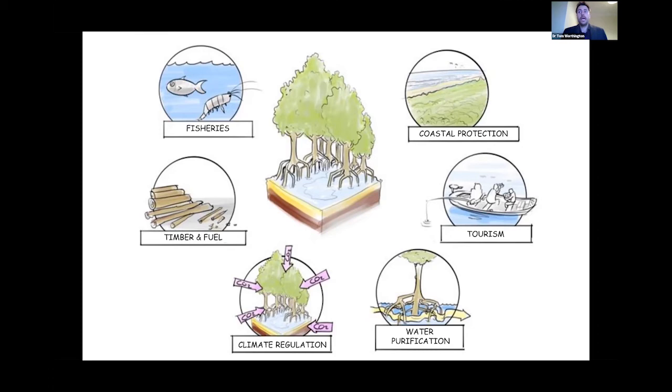Another area that's garnered a lot of attention is around carbon and climate change. Coastal ecosystems such as seagrass meadows, tidal marshes, and mangrove forests have been termed blue carbon ecosystems as they sequester disproportionately large amounts of carbon. And this has stimulated a lot of policy interest in protecting and restoring these ecosystems.